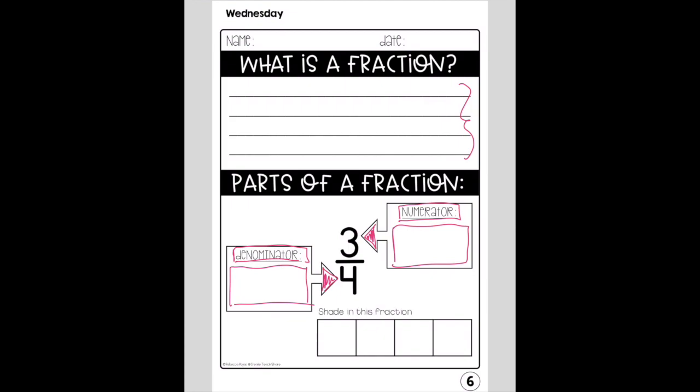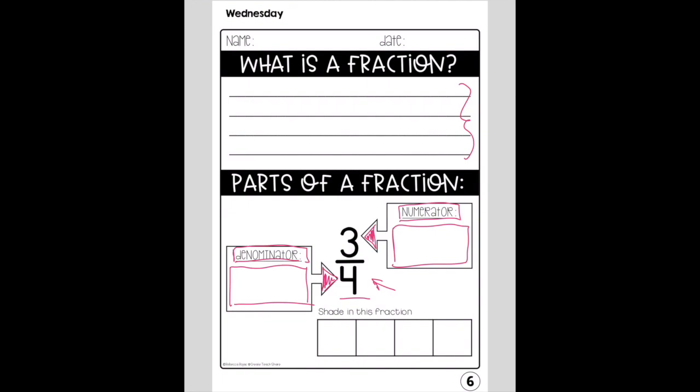Okay, now it says here to shade in this fraction. So this fraction is 3/4, right? How many parts in total are we talking about in this fraction? We're talking about 4 parts in total, right? And as you can see in this rectangle, we also have 4 parts. So figure out how many parts you need to shade, okay?